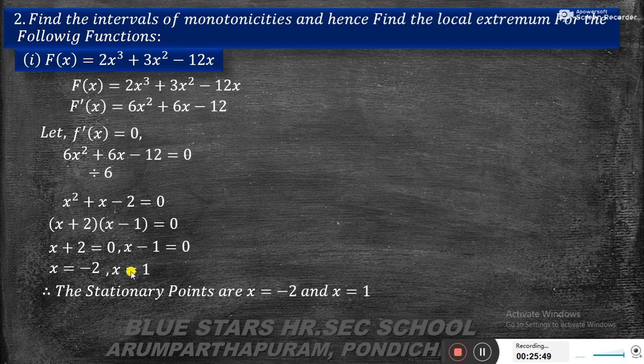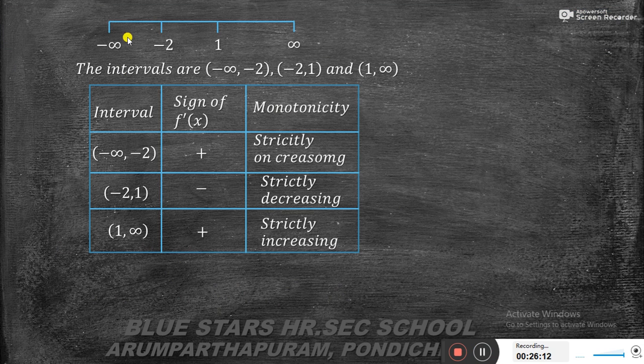Therefore x equal to minus 2, this plus 2 I write in the RHS, so plus 2 goes to minus 2 in the RHS. So x equal to minus 2. X minus 1, I write in the RHS plus 1. So x equal to 1. Therefore the stationary points are x equal to minus 2, x equal to 1. These are stationary points. So the stationary points are minus 2, 1. So the intervals are minus infinity to minus 2, minus 2 to 1, 1 to infinity. These are the intervals of monotonicity.